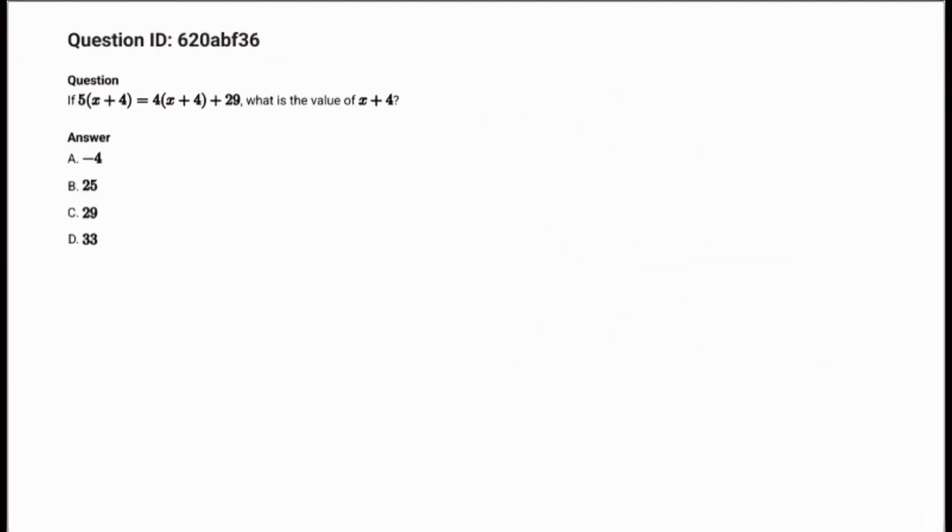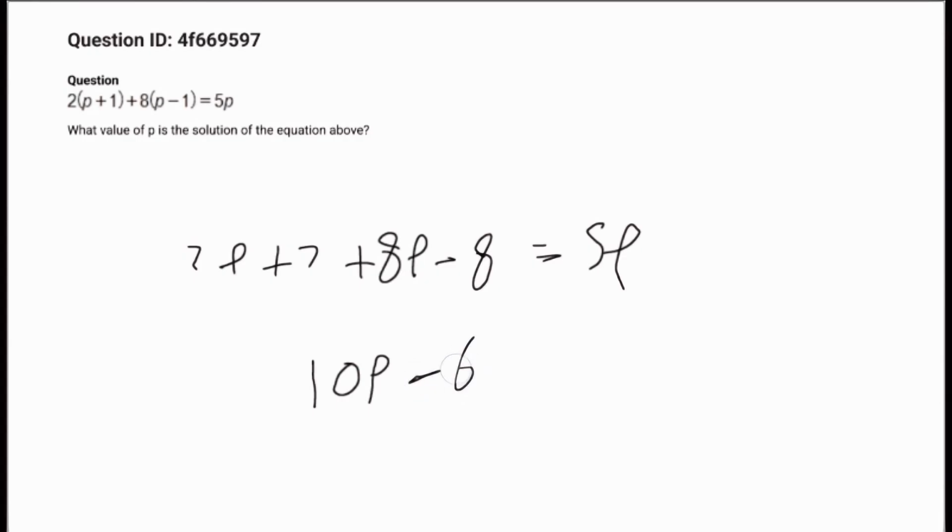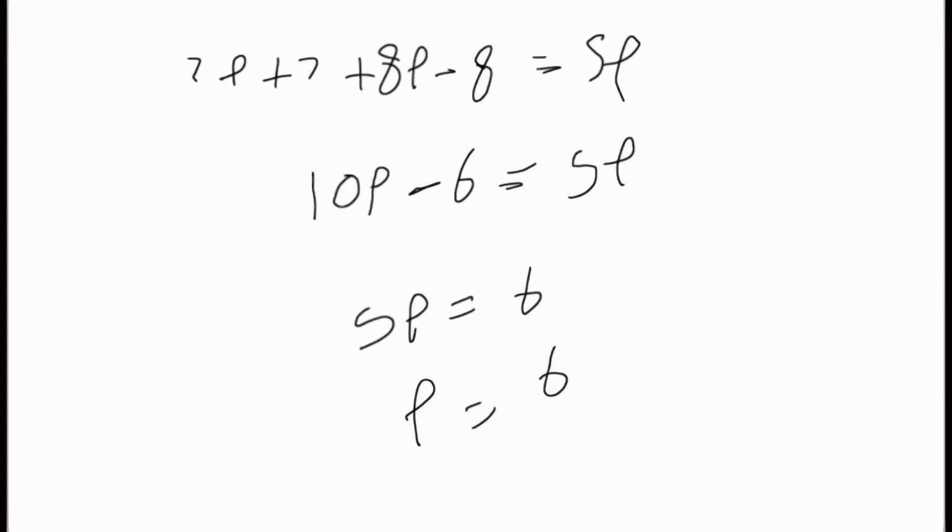5x equals 4x plus 4 plus 29. So it will be 5x equals 4x plus 29, x equals 29. What value of b is the solution of the equation 2b plus 2 plus 8b minus 8 equals 5b? 10b minus 6 equals 5b, 5b equals 6, b equals 6 over 5.